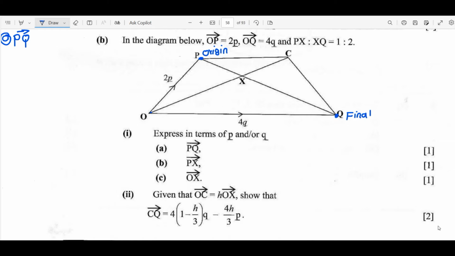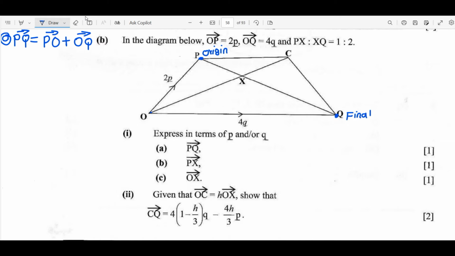So let's check from P to X, X to Q. Values are not given. Okay, let's check from P to O, O to Q. So we can see that we have numbers. So we are going to use these numbers. So in order to move from P up to Q, we can use PO plus OQ.